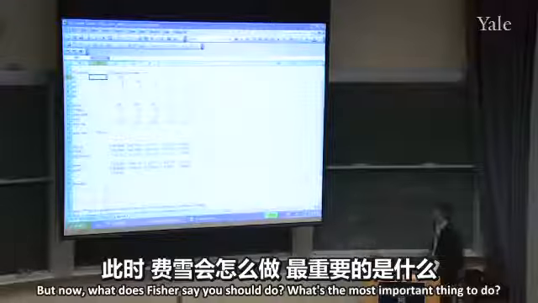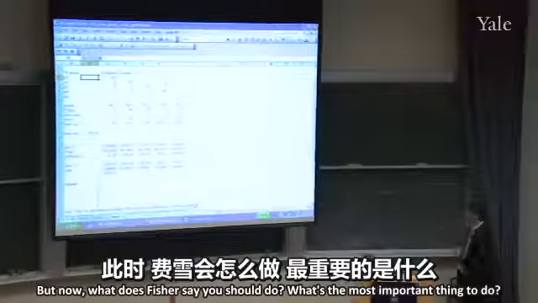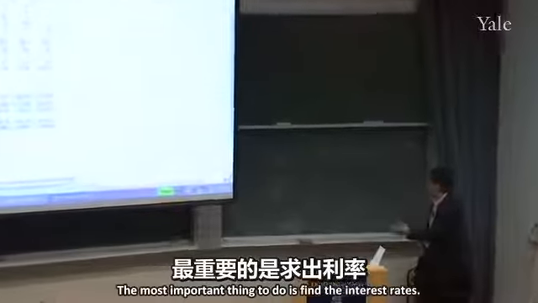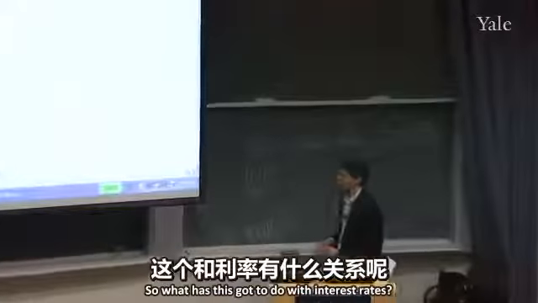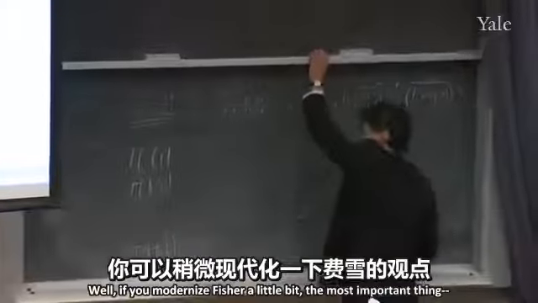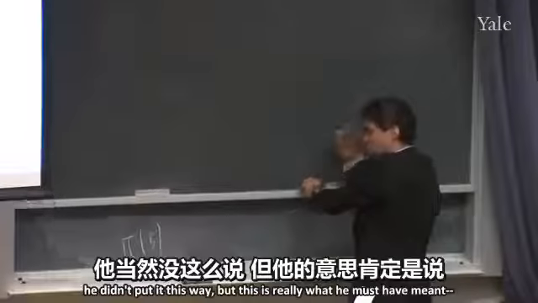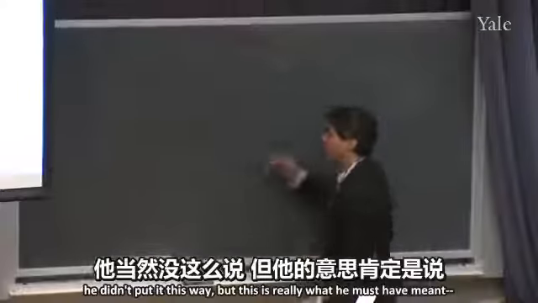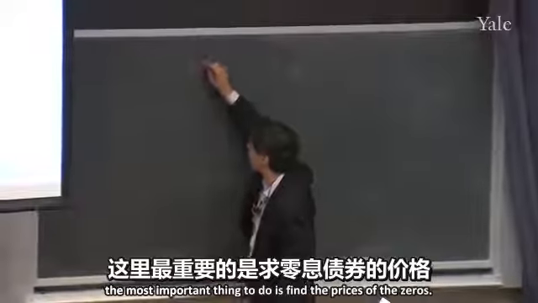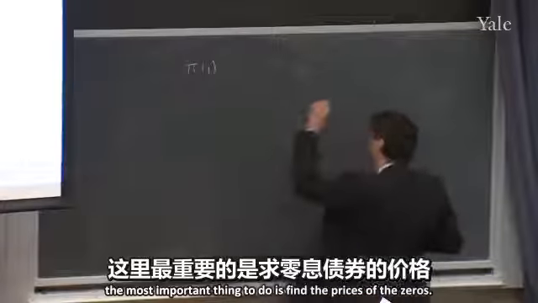But now what does Fisher say you should do? What's the most important thing to do? The most important thing to do is find the interest rates. So what has this got to do with interest rates? Well, if you modernize Fisher a little bit, the most important thing, and he didn't put it this way, but this is really what he must have meant, is to find the prices of the zeros.